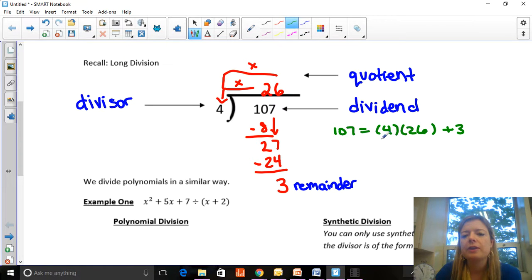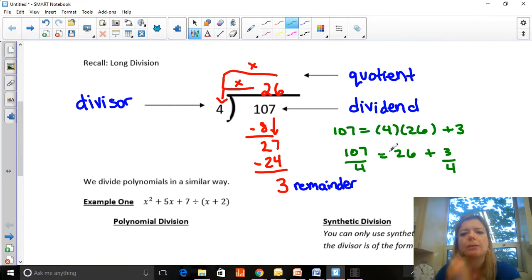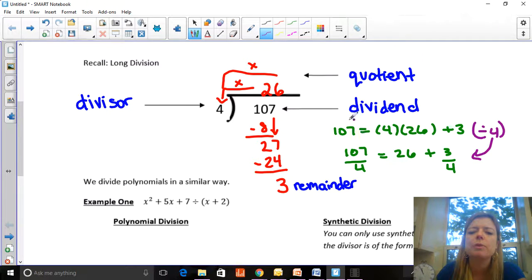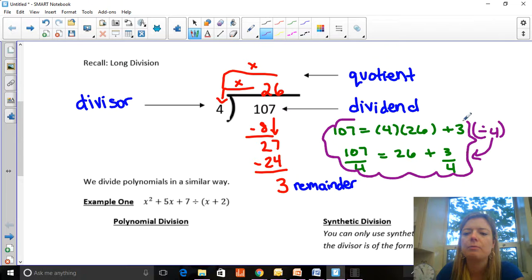So you can also write this as, if you imagine everything being divided by 4, 107 over 4 is 26 plus 3 over 4. So you can imagine that I got from here to here by dividing everything by 4. It's important to understand this, because that will be useful when we come up with division-like things coming up. So the first thing you need to do is just remind yourself how to do normal old division with numbers, long division, and then you'll be ready for polynomial division.